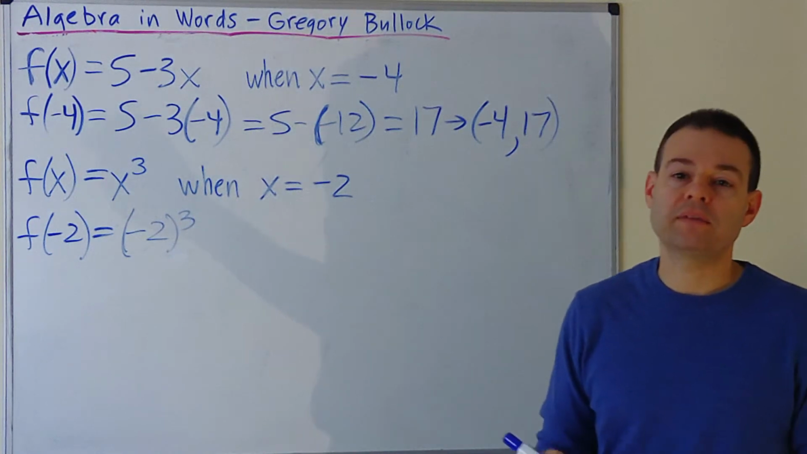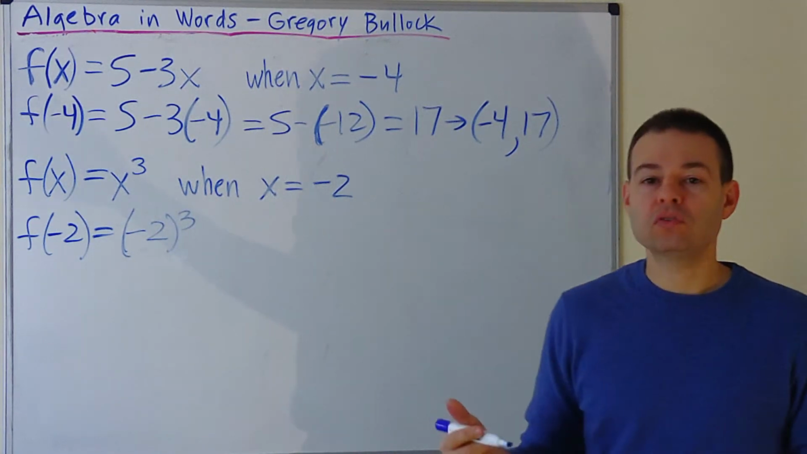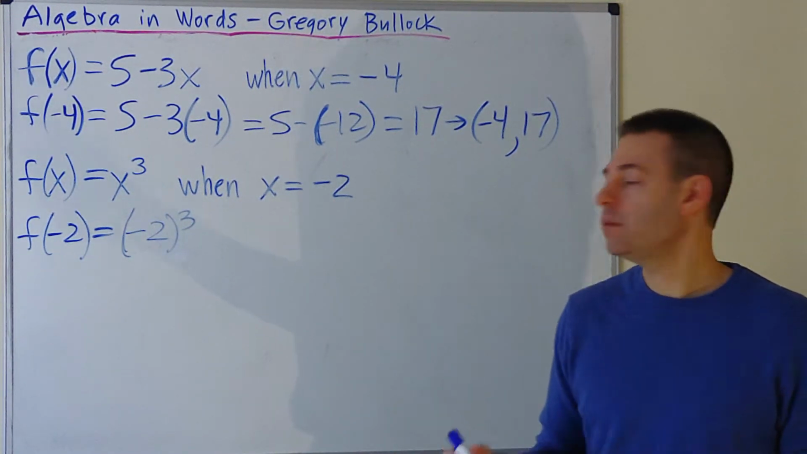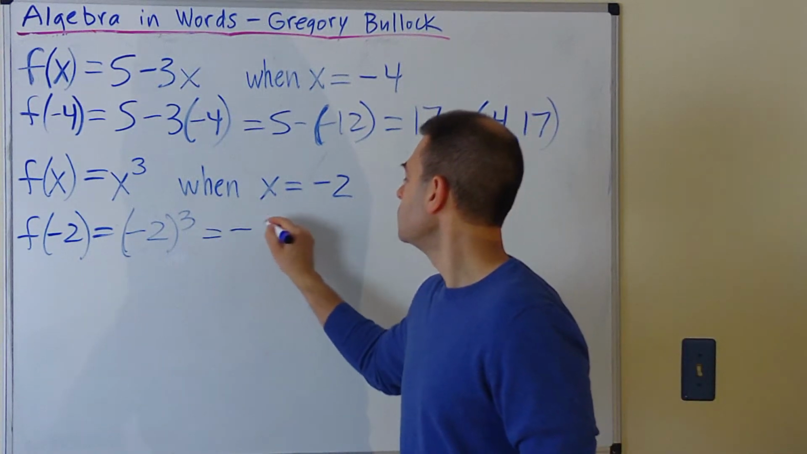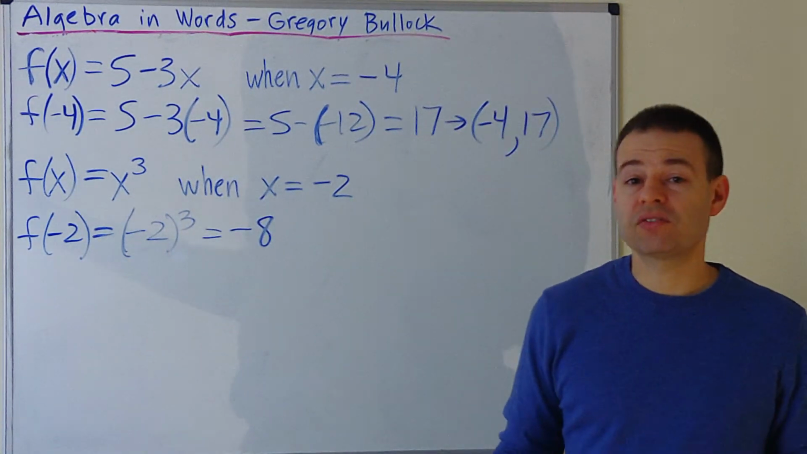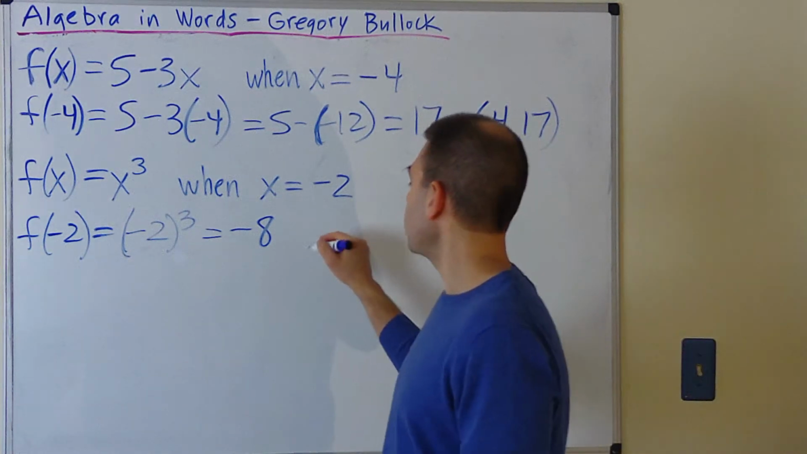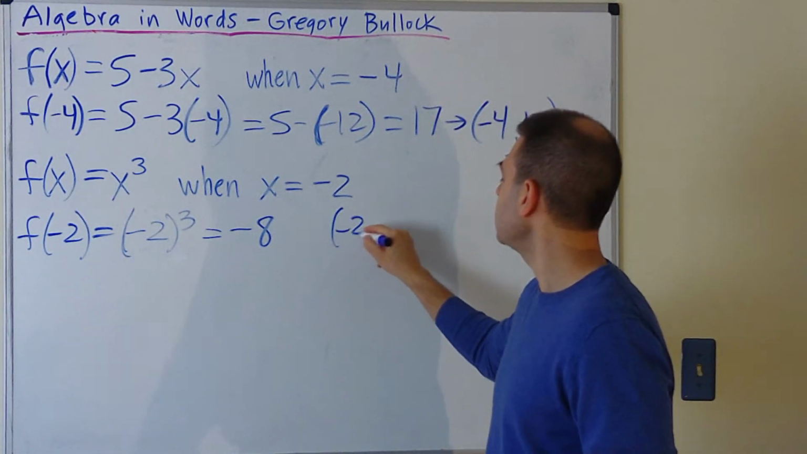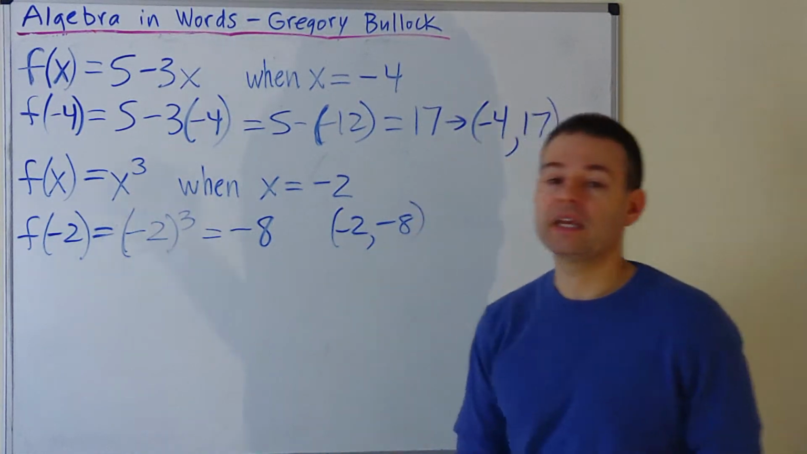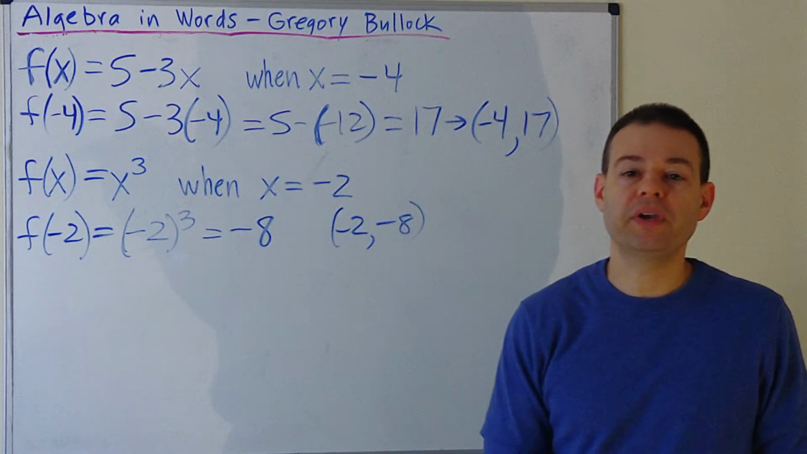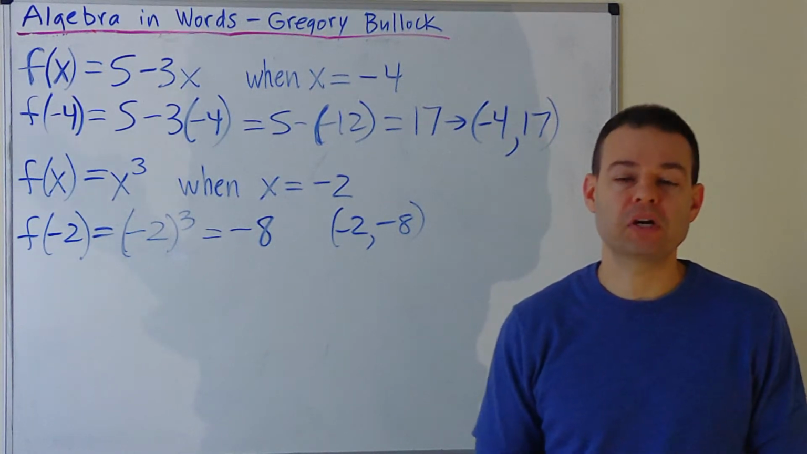Okay, and evaluate, that means simplify. -2 raised to the power of 3 equals -8. So the answer is -8. And if we put that in point form, we could show it as (-2, -8), because it does represent a real point on a real graph represented by the function.